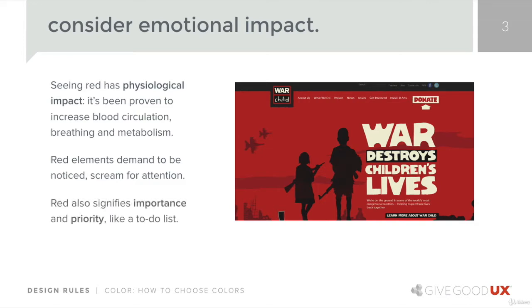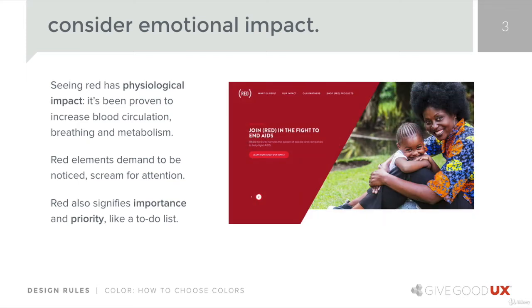Red also signifies importance and priority, like a to-do list. All right, here's a situation where red is being used to communicate a very urgent message, but at the same time, it's more about importance and priority. This is not the same emotional intensity of, wow, this is really bad, you have to do something about it. This, when combined and contrasted with the colors that exist in this photograph, is a much more subtle way of communicating urgency. All right, in this case, it's red, which is a charity that works to fight AIDS. So same urgency, but a much different implementation of that message.